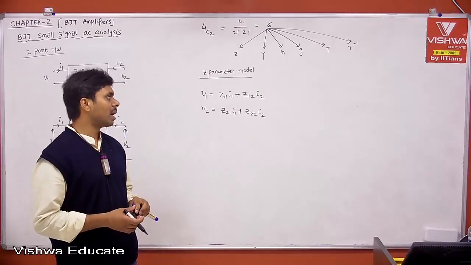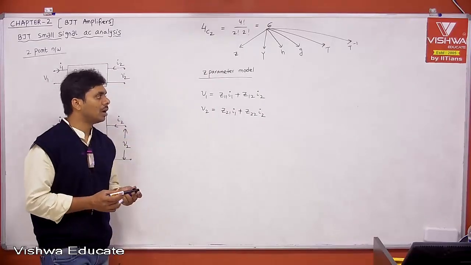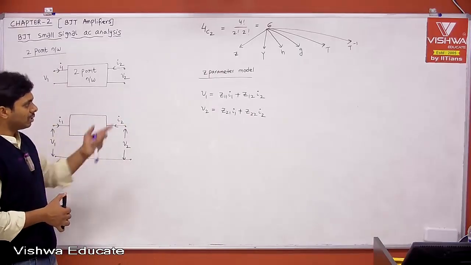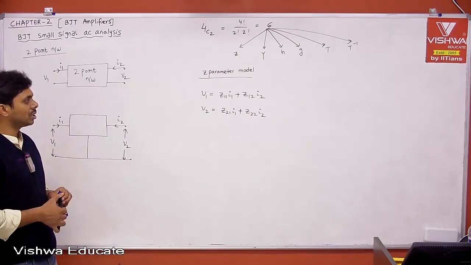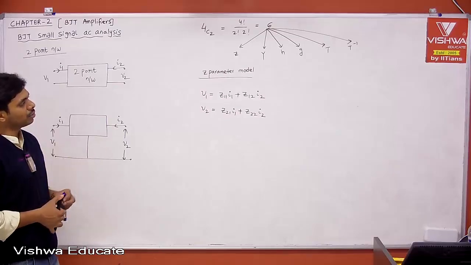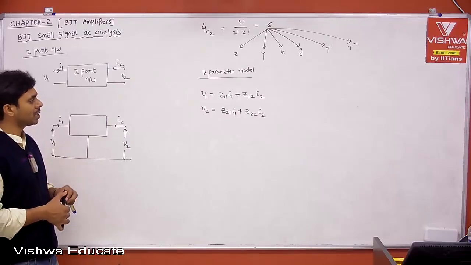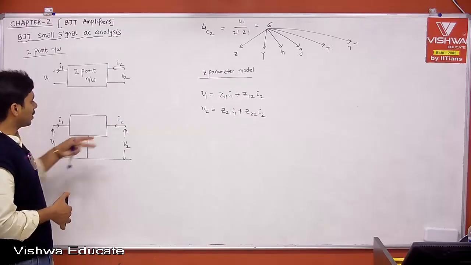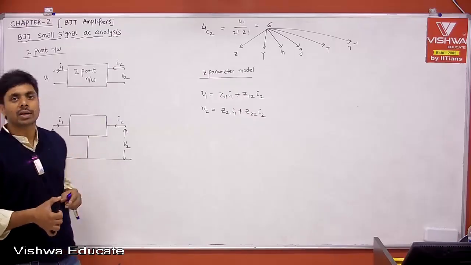Using the impedance parameter or Z parameter model, we are trying to replace the black box with these equations. If you know Z11, Z12, Z21, Z22, and there is a methodology to find those parameters, then after finding those parameters for the black box, for any kind of input, we can find the output voltage, output current, or input current.